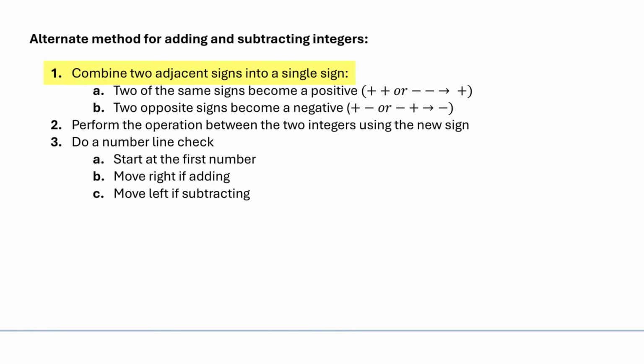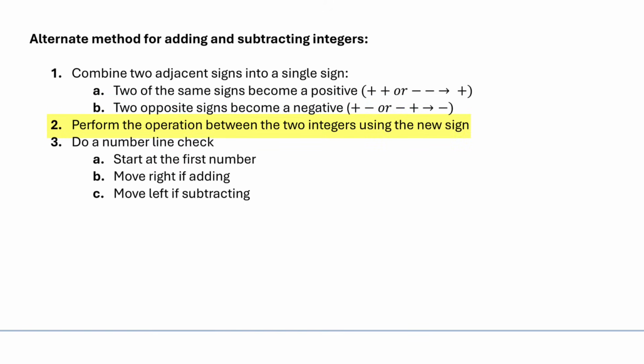Step 1 for this method is we're always going to combine two adjacent signs into a single sign. If we have two adjacent signs that are the same sign, so either both positive or both negative, we can change it to a single positive sign. But if we have two opposite signs beside each other, so if we're adding a negative or subtracting a positive, we change it to just a single negative sign.